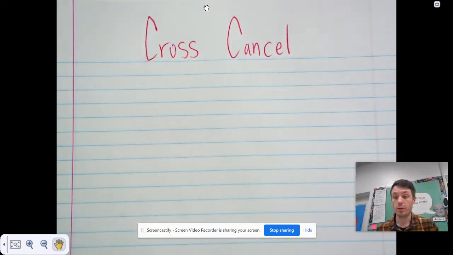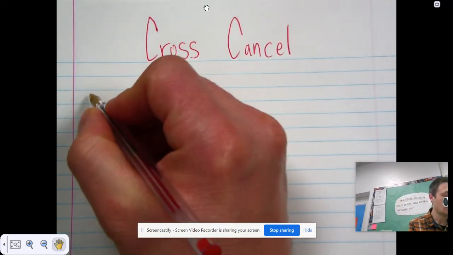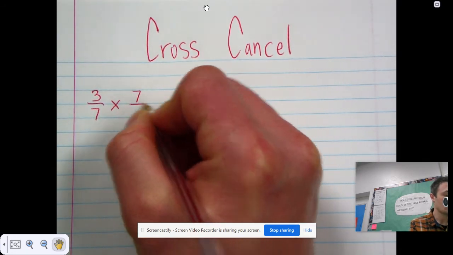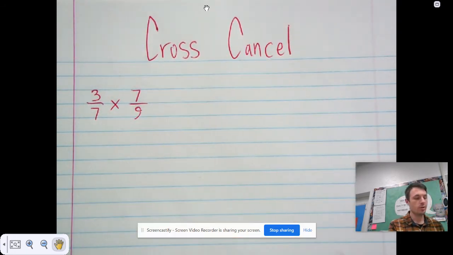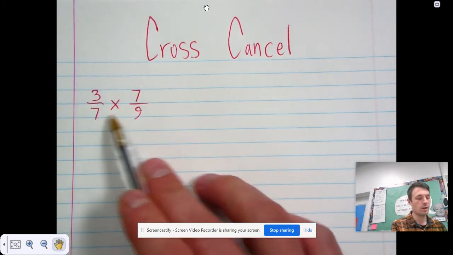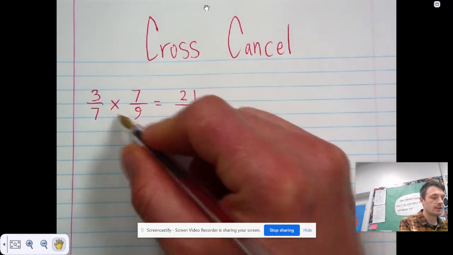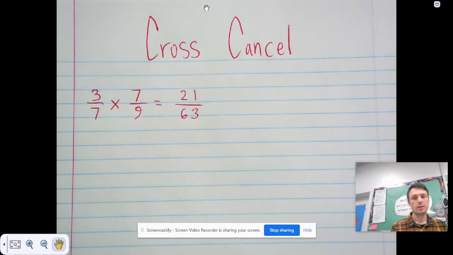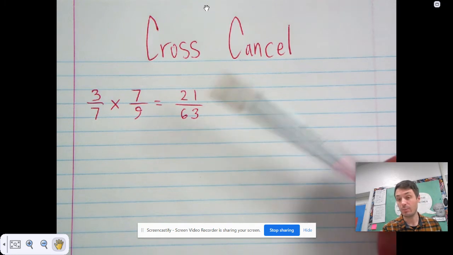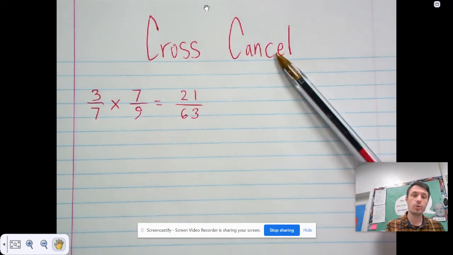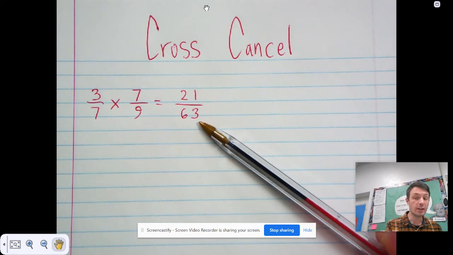Yesterday, we learned how to multiply fractions. So we learned that, let's say in a situation like 3/7 times 7/9, we just multiply the numerator times the numerator and the denominator times the denominator. So 3 times 7 equals 21, and 7 times 9 equals 63. Now, the tough part is often you end up with pretty big numbers for your numerator and your denominator, and it can be hard to simplify. So today's lesson is about how to make that easier. And with cross-canceling, what you do is you simplify the answer before you even get your answer.